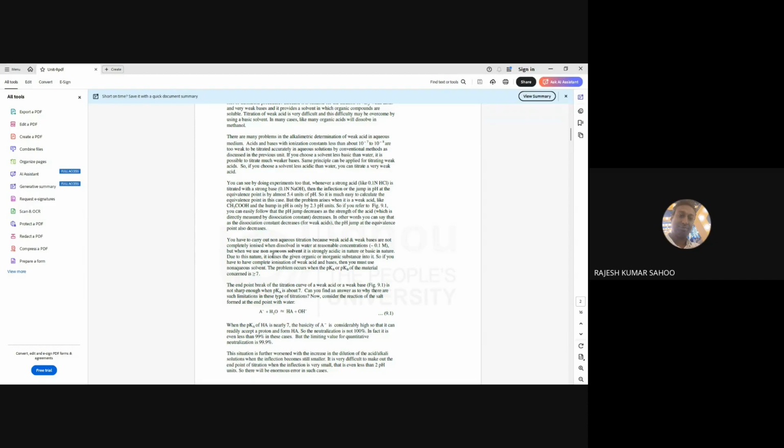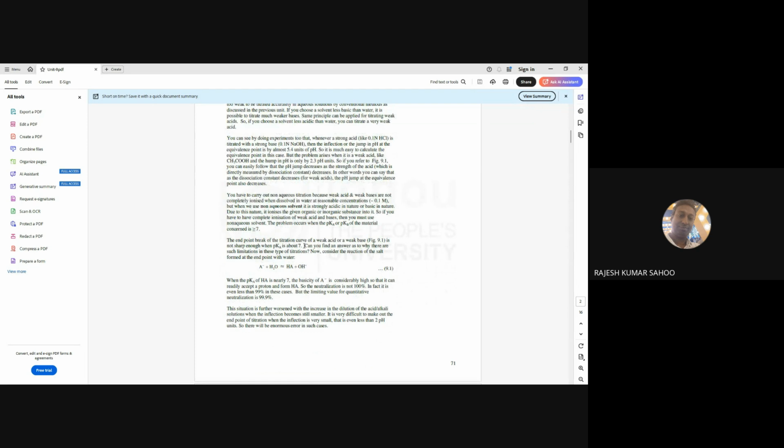In a non-aqueous solvent, it is strongly recommended that you take acidic or basic solutions. Means you have to add CH3COOH or ammonia to dissolve the compound, because acetic acid is a very weak acid and ammonia is a weak base. So only a weak acid and a weak base are to be added to the solution to make it ionized, and then you can do titrations.